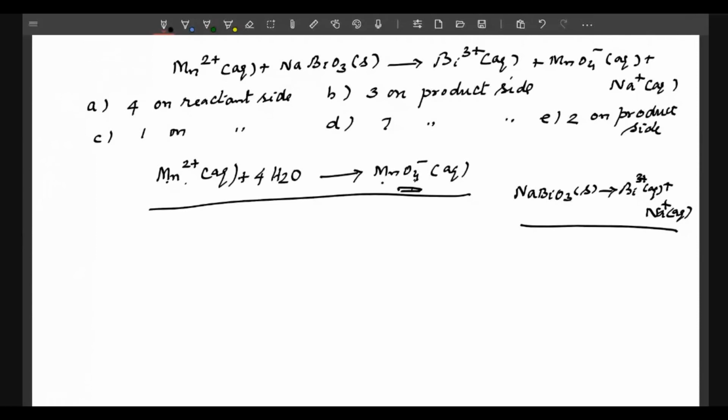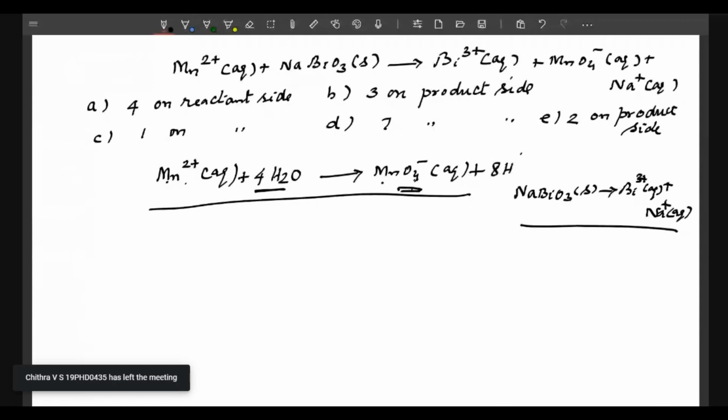Then finally balance the hydrogen atoms by adding H plus ions. If oxygen is to be balanced, balance it by adding water molecules. Finally balance the hydrogen. If some difference is there, the difference should be given in terms of H plus. Here on the product side, 8 hydrogen are there. No hydrogen is present on the reactant side. Therefore, balance the hydrogen by adding the required number of H plus ions.